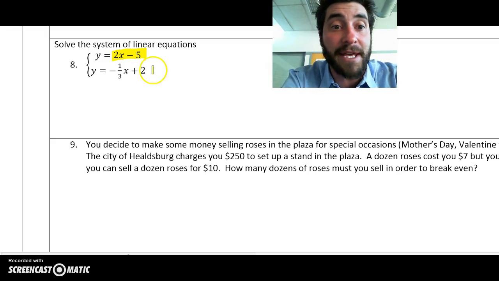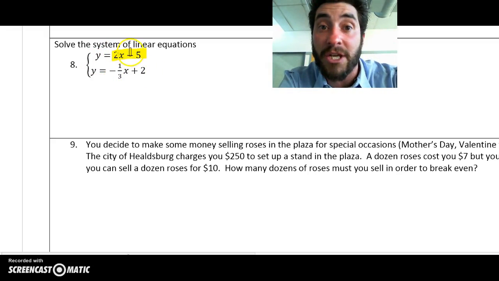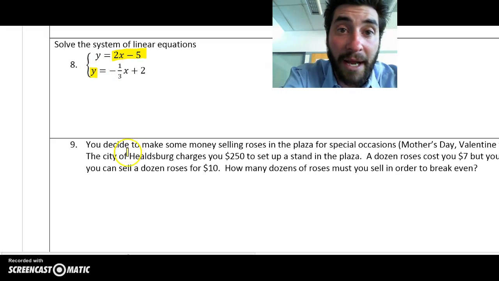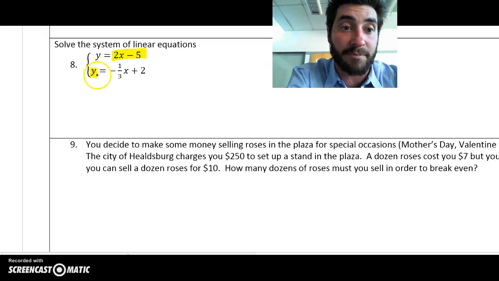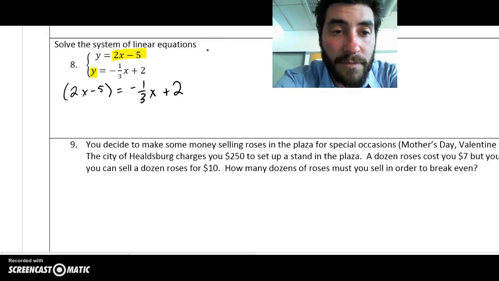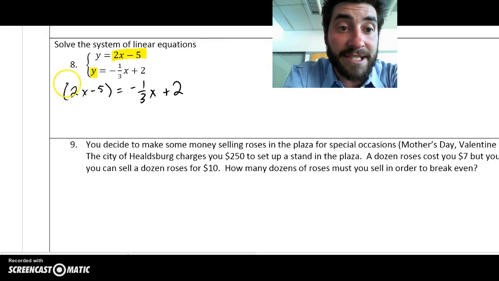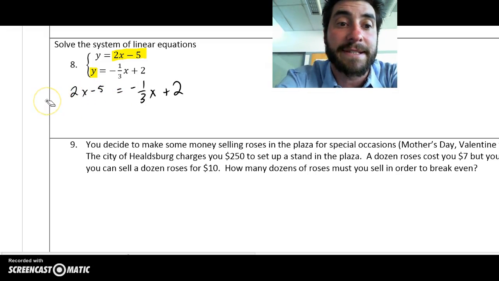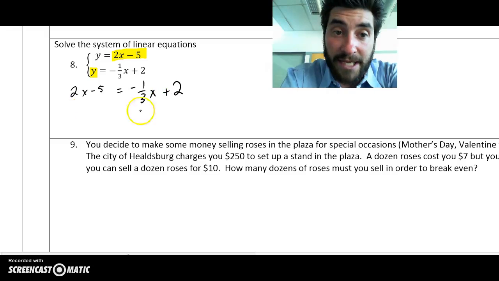So if they're the same thing, what I can do is take what y equals. If I know what y is, what can I do? I can plug it in for y. So instead of putting y here, I'm going to put in 2x minus 5 for y. And I'm going to have negative 1/3 x plus 2. Alright, I don't need the parentheses. There's nothing out here to be distributed or anything like that. So I'm going to remove the parentheses. And now I got a little equation with x's on both sides.